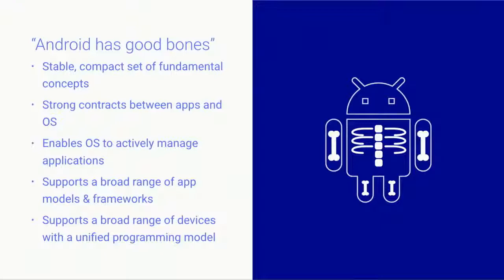Now, fundamental laws are a good thing. I use a shorthand when talking about this. I say Android has good bones, even though people look at me funny after I say that. But what I mean by that is that Android is based on a small, stable, cohesive set of core primitives, and that allows a common programming model across a really incredibly diverse range of devices, from wearables to phones to tablets to TVs to cars and more.